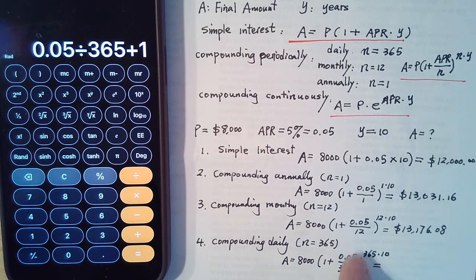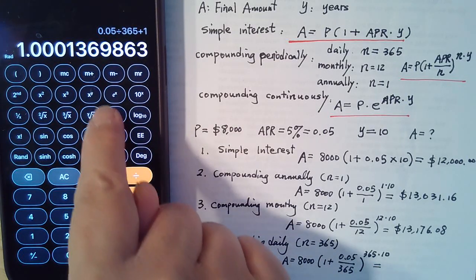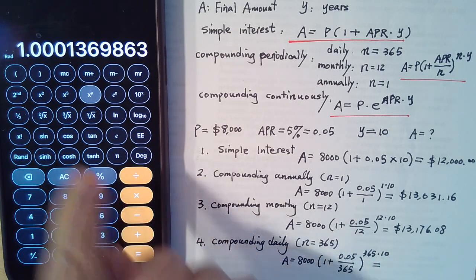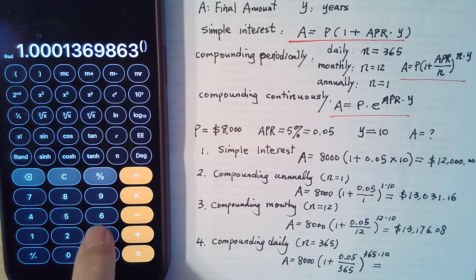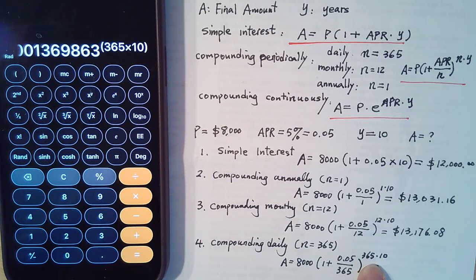Okay, since I have this parenthesis, I just hit equal. And I don't need to write it down. I just need to bring up to the power of. You can easily see this is a 3650. But if you don't know, you can just use the parenthesis, 365 times 10, close the parenthesis, see?